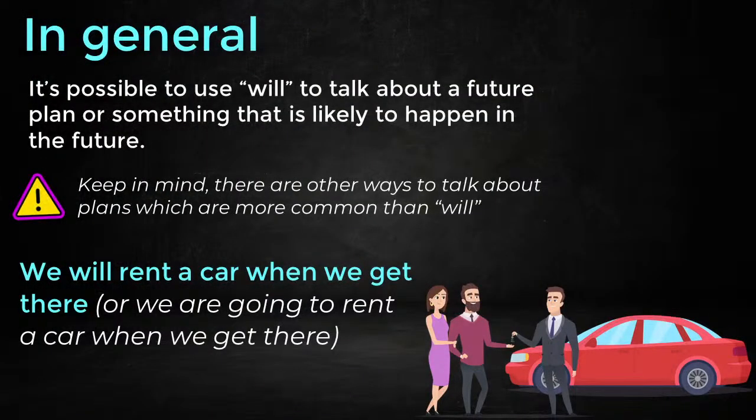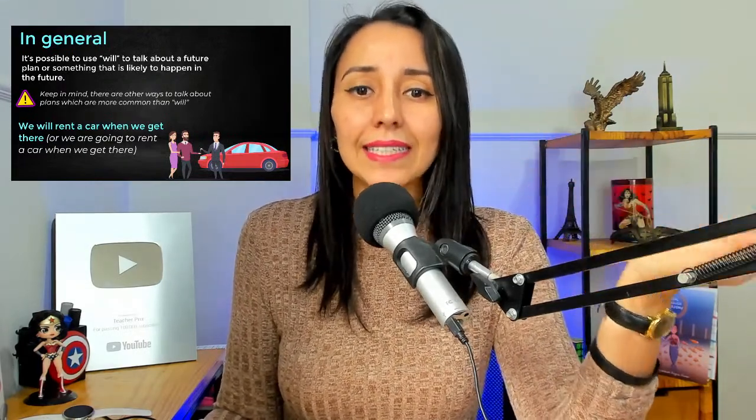Now, in general, it's possible to use will to talk about a future plan or something that is probably going to happen in the future. So likely is a synonym of probably. So it's probably going to happen. So it's likely to happen. So in a nutshell, a basic explanation is this. You talk about plans in the future and you talk about things that will probably happen in the future.